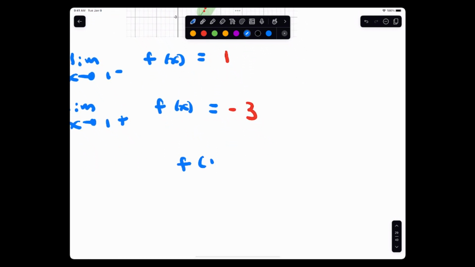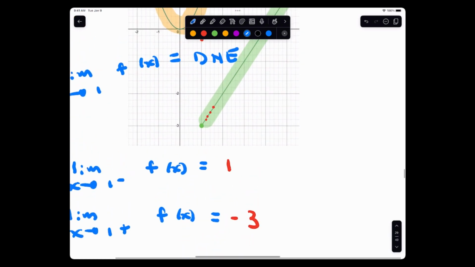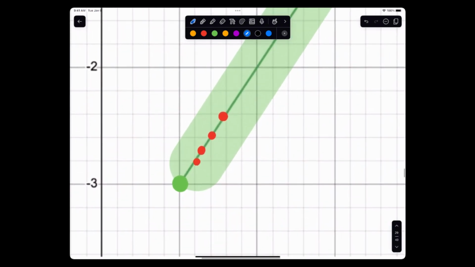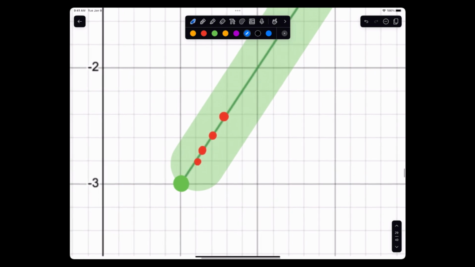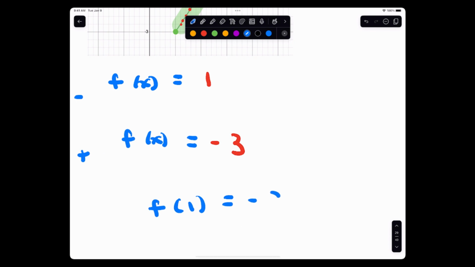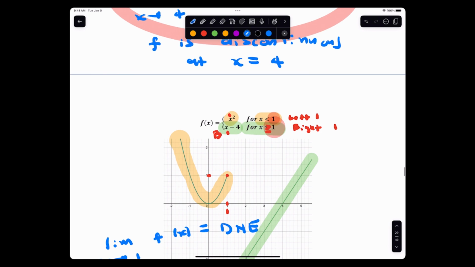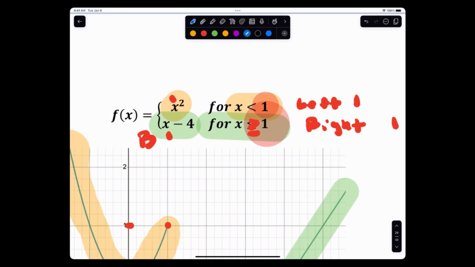Let's see the last question. What's f of 1, to see if you're really awake? Do you know the meaning of that solid thing? That means it's negative what? 3. So this is going to come down to this situation, ladies and gentlemen. Can you read the pieces? You use the top when x is less than 1. You use the bottom when x is greater than or equal to 1.